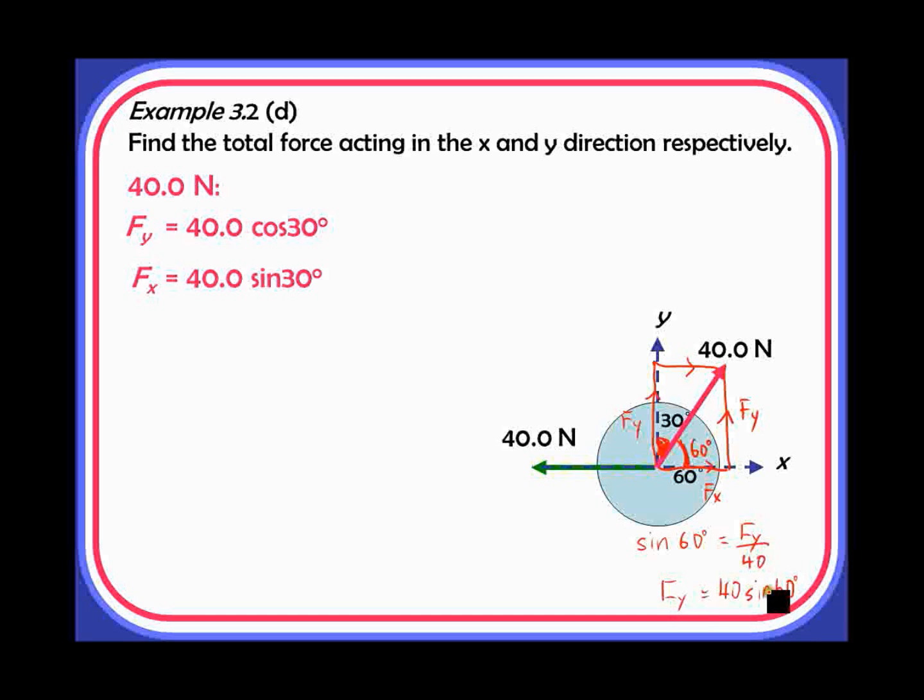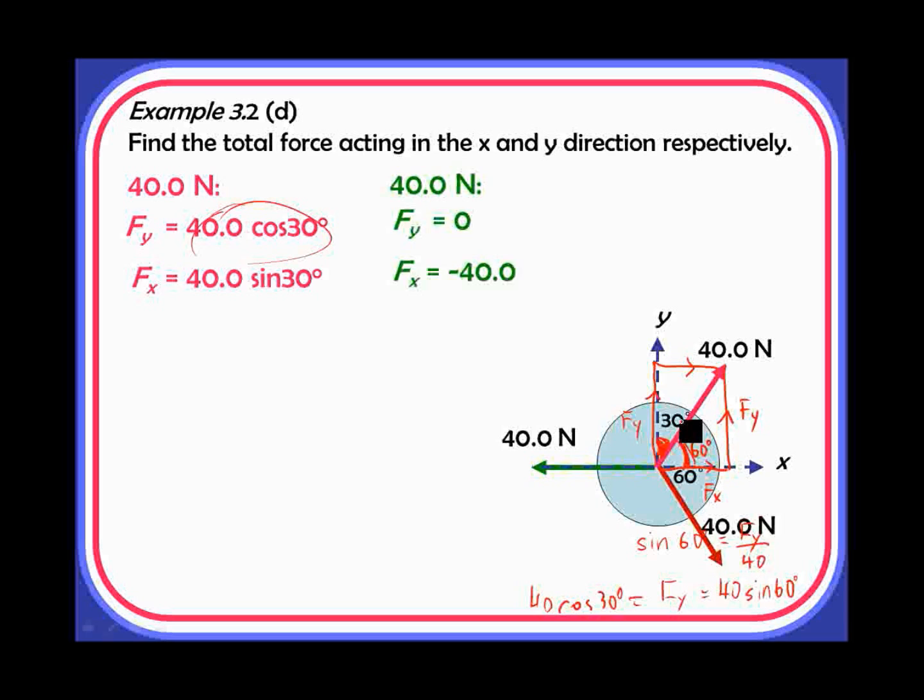If you press the calculator, you see that 40 sine 60 is the same as what we get up here, 40 cosine 30. These two are actually the same. So whether you want to use the angle 60 or 30, it doesn't matter. Just make sure that you use the trigo function correctly.